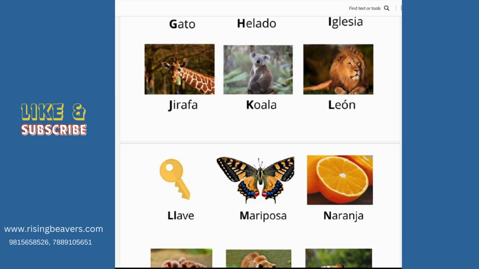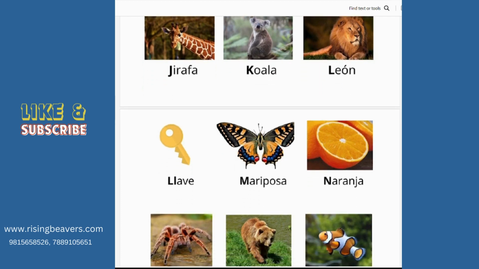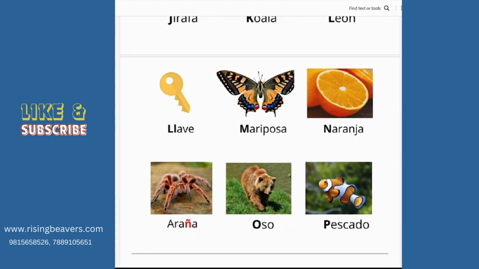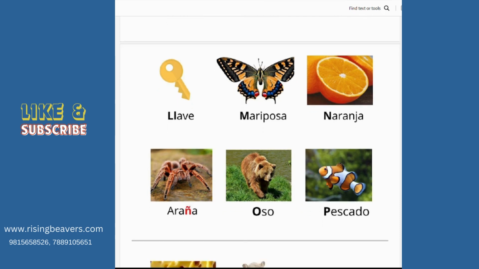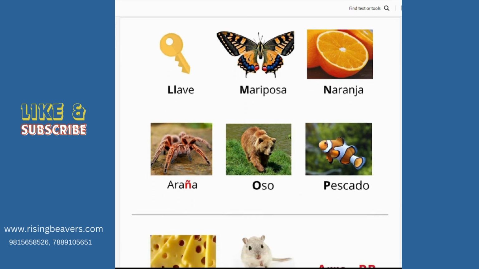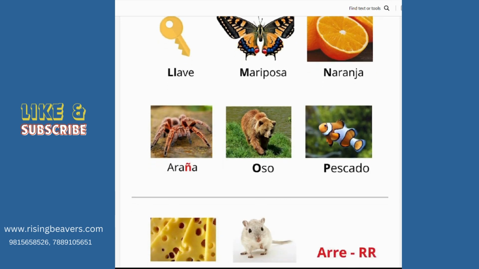Leon is lion. Next, we have llave. Llave is key. It's because double L, and the sound of double L is ya. Next, mariposa. Naranja. Naranja is orange. Next, we have araña. N with tilde. The sound is NA. So, it's araña. Next, ojo.